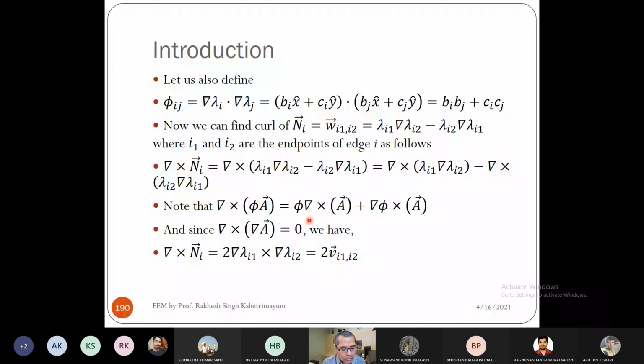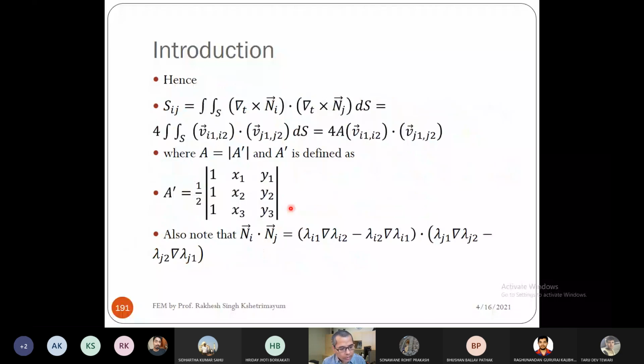This first term would be equal to 0 because it's the curl of a gradient of a scalar quantity. Then you will have only this second term here for both of them, and it turns out to be equal. So curl of Ni would be equal to 2 times gradient of lambda i1 cross product with gradient of lambda i2. If you look closely, this is what we have defined as Bi1, Bi2 in the previous slide. So curl of Ni simply turns out to be 2 times Bi1, Bi2.